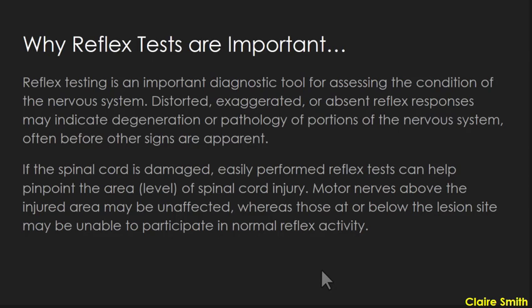If there's spinal cord injuries, reflex tests can pinpoint the area or level of the spinal cord injury. Anything above the injured area might not be affected, but below the lesion, you might not see proper reflex responses. A lot of people who are paralyzed, right, don't have control over different parts of the body. We can determine where exactly the damage is in the spinal cord based on these different reflex tests.